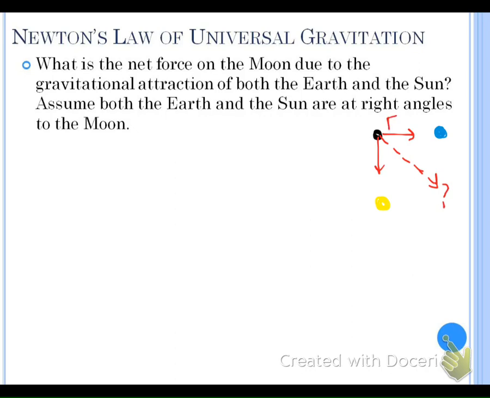We're going to call this one towards the Earth the force of gravity on the moon given by the Earth, so F sub ME. And this will be the force on the moon due to the sun, so F sub MS.